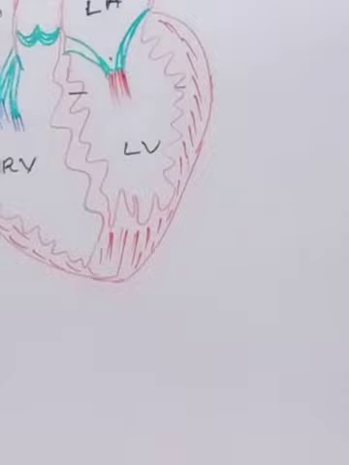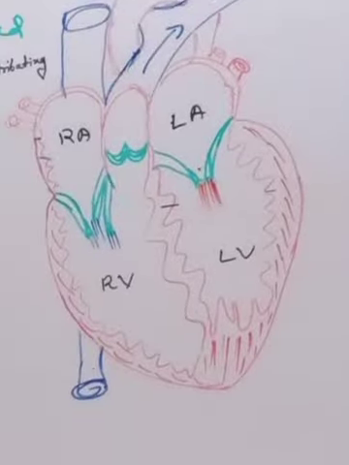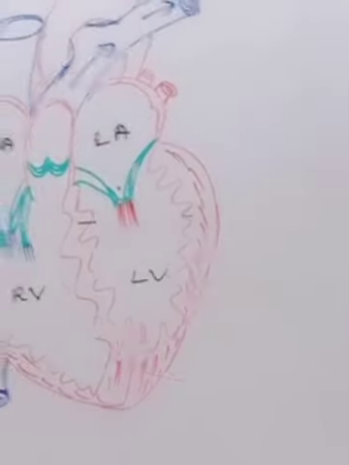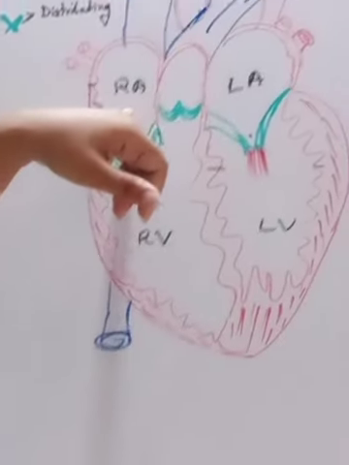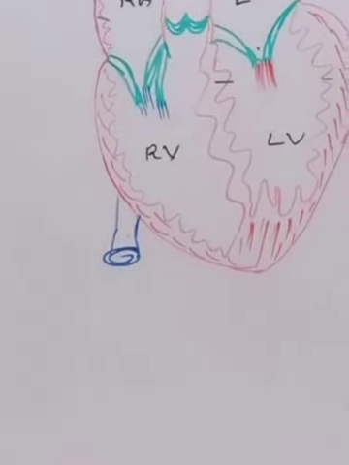Now, what is the reason for that? Why are the ventricles having thicker walls, whereas the auricles are having thinner walls? There is a reason for that. The reason is that the auricles are receiving chambers. Their only work is to receive, nothing else. They will receive and push it to the ventricle.